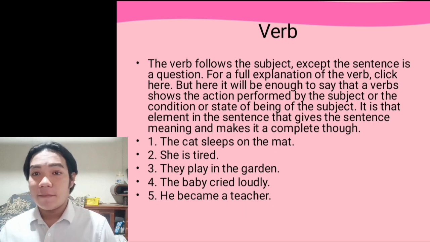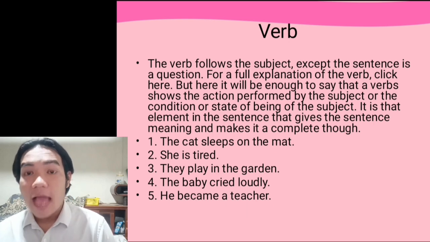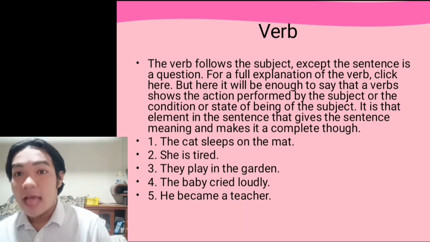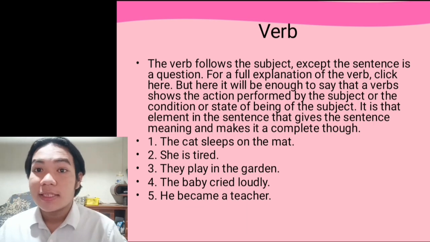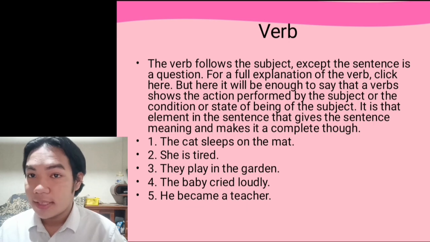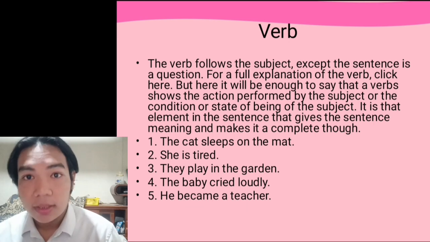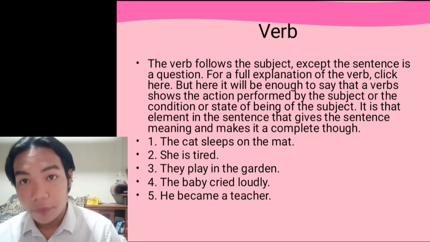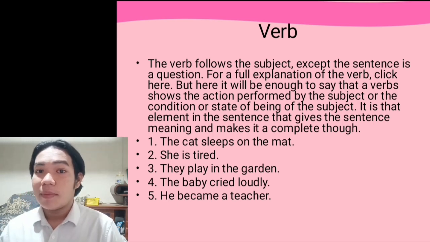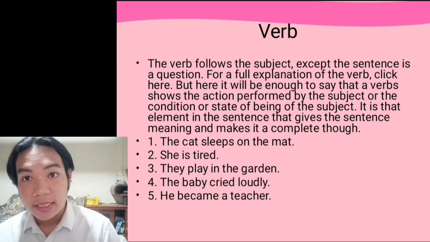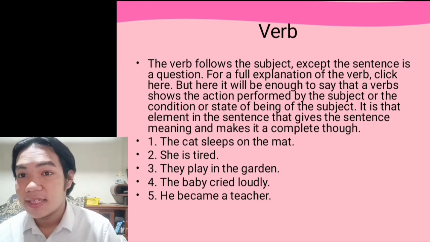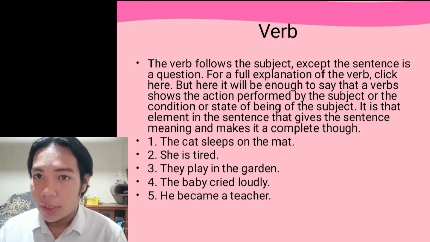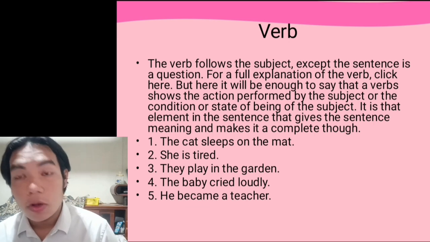So we have some examples for verbs. First, the cat sleeps on the mat. Sleeps is the verb, which is the action. She is tired. Is shows a state but not an action. Next, they play in the garden. Play is the verb. Next, the baby cried loudly. Cry is the verb in this sentence. And the last one, he became a teacher. Became shows a change of state.